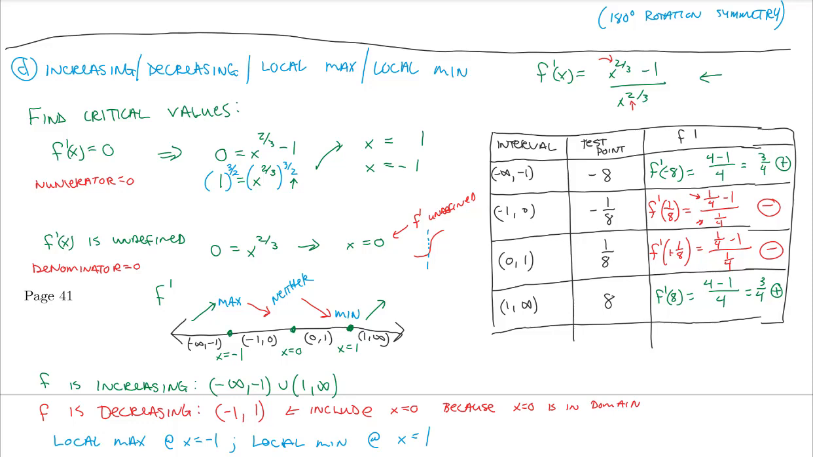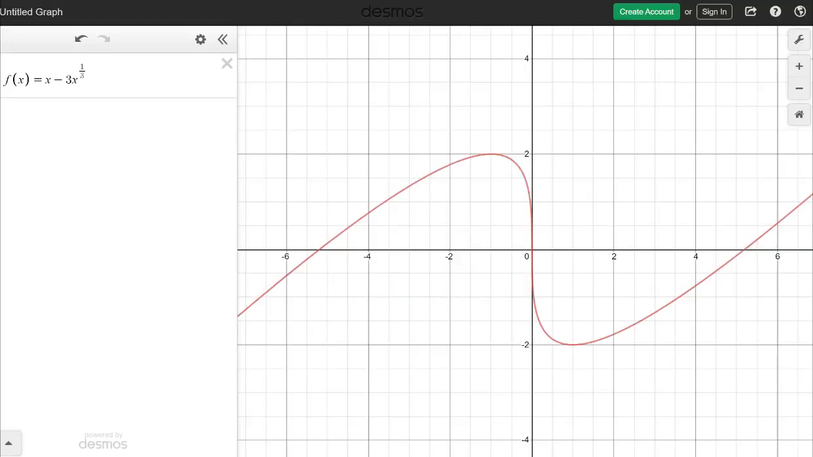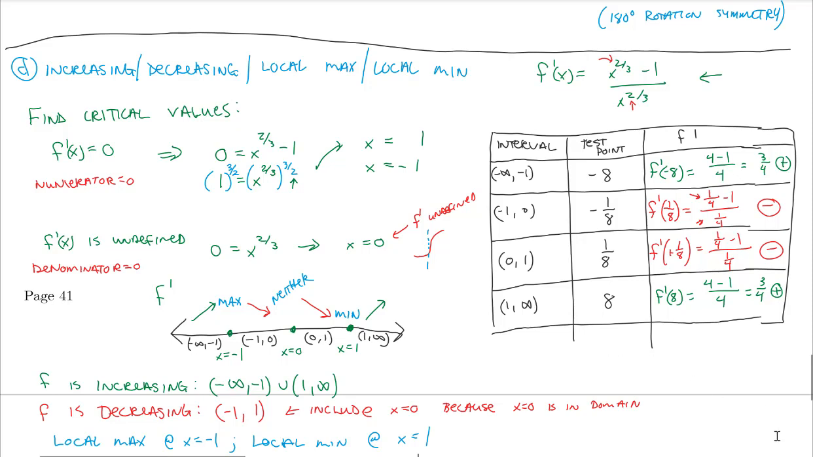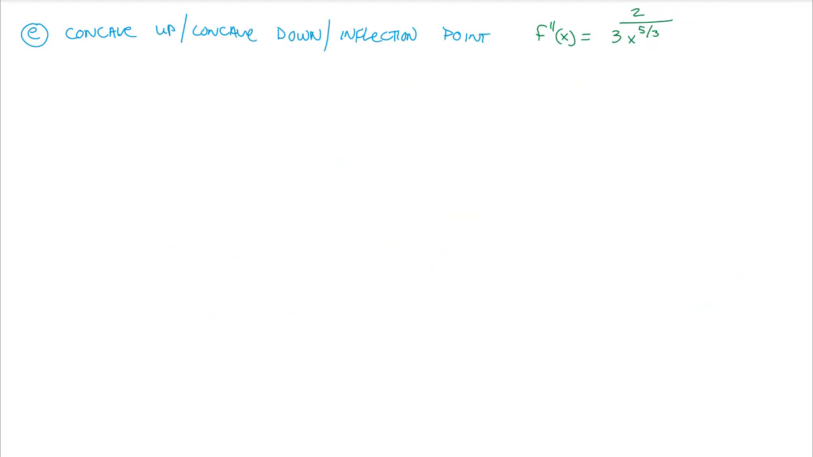Again, let's take a look at that on the graph really quickly. So we can see here that we have the local maximum at x equals -1 and the local minimum at x equals +1. And now I'll give you a chance to take down some of these notes. All right, let's keep cruising on here.